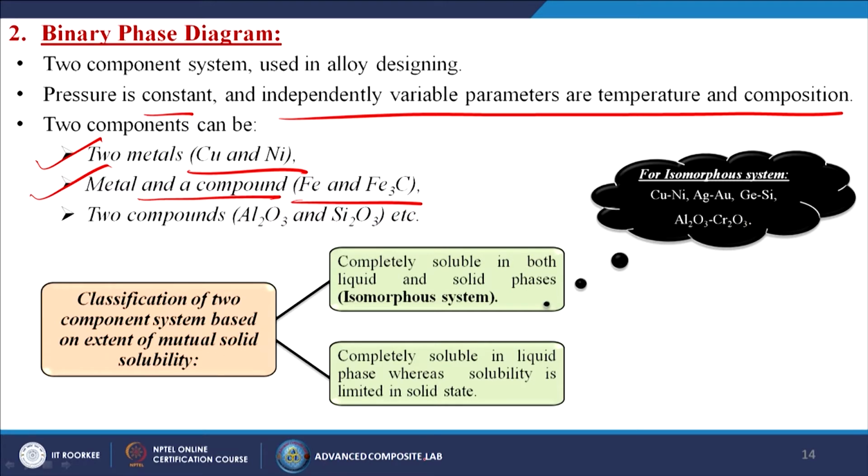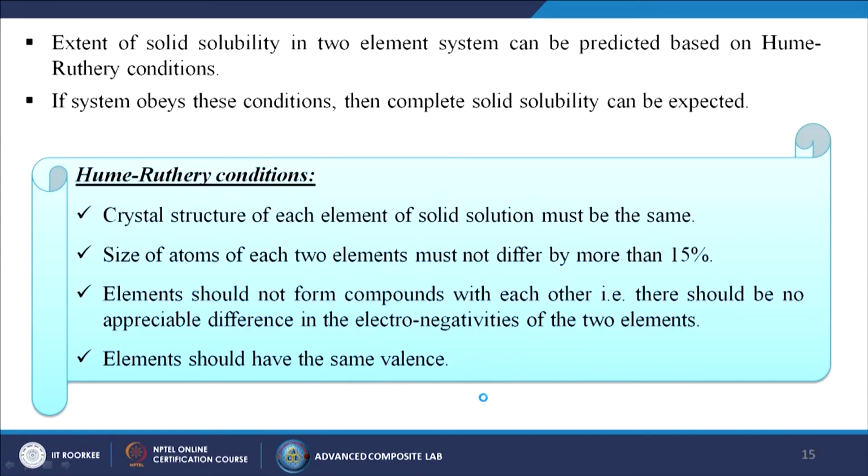One is completely soluble in both the liquid and solid phases, which is known as an isomorphous system. Examples of isomorphous systems are copper-nickel, silver-gold, germanium-silicon, and Al2O3-Cr2O3. Another type is completely soluble in the liquid phase, whereas the solubility is limited in the solid state. The extent of solid solubility in a two-element system can be predicted based on the Hume-Rothery conditions.